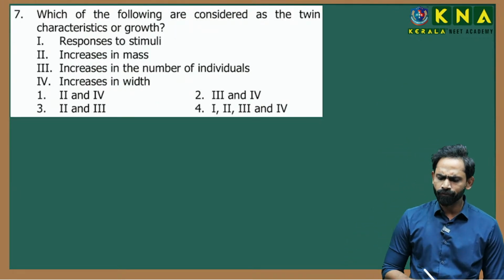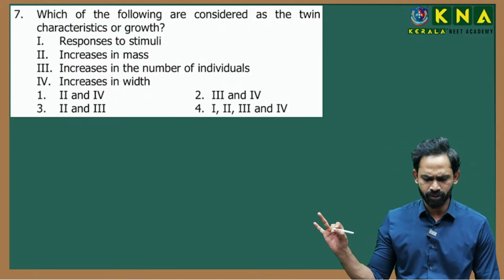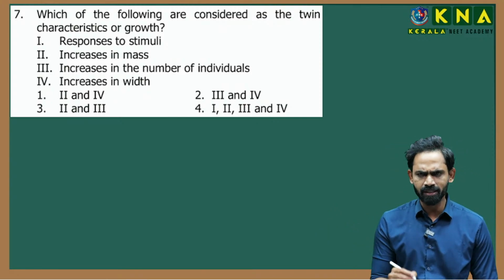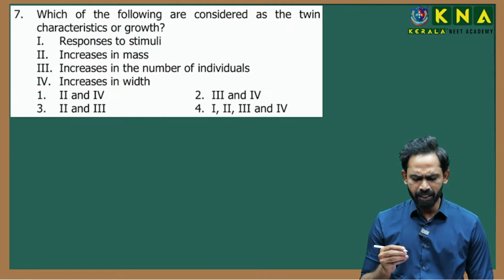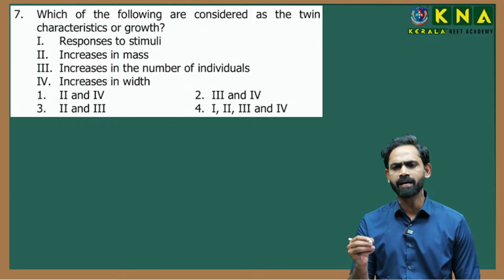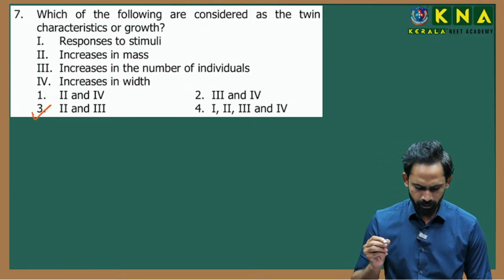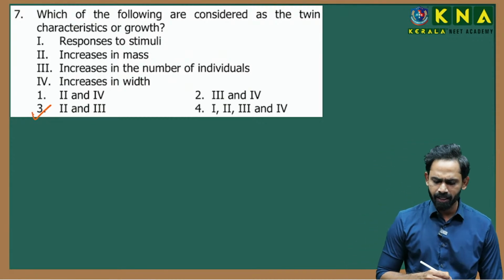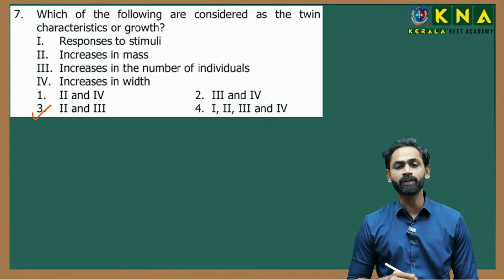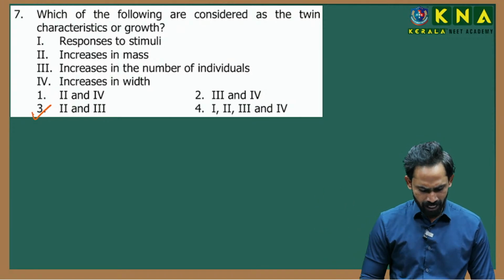There it goes. Which of the following are considered the twin characters of growth? I am not explaining much. First statement: increase in the cell number and increase in the cell mass are the twin characters of growth. So I am going for option 3. Increase in the mass and increase in the number of individuals are the twin characters of growth. Direct question, so no explanation. Okay. Next one.